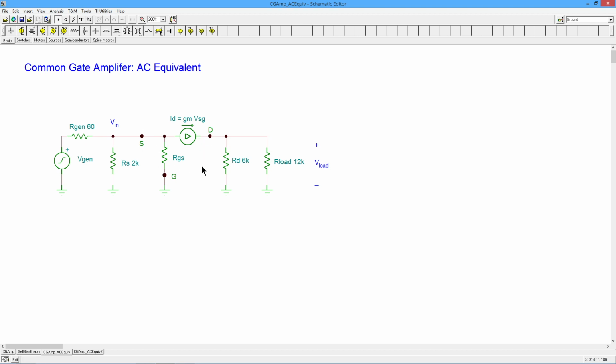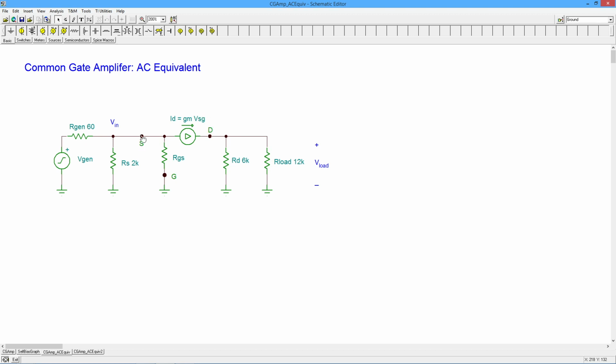I've done one thing here a little different, and that is you'll notice I've labeled the current source ID as gmVSG instead of gmVGS. The reason for that is because we're driving the source and I have a positive input over here. So I've got plus to minus on the generator, top to bottom to ground. That's applied to the source. So with that polarity, I have plus to minus source to gate rather than gate to source. And with that polarity, the current would be coming in, ID would be going in this direction.